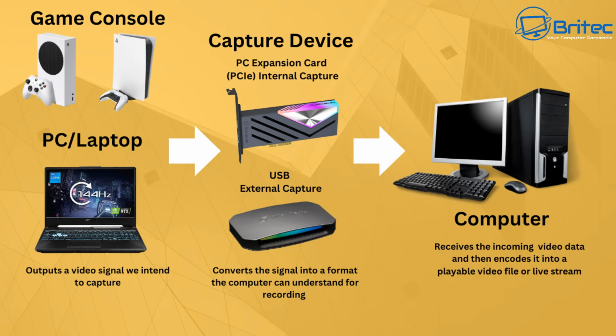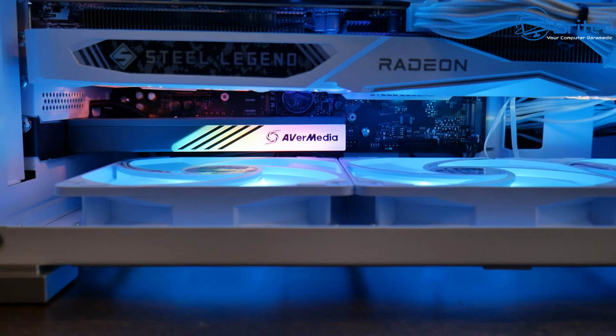So this is basically how it works. You're going to have your game console, or you're going to have your gaming laptop, and you want to capture that content. So output of a video signal will be sent and intended to be captured from any of those devices, sent to a capture device. In this case, a PCI Express card, expansion card, which is going in the computer. They do other things like an external USB capture device, and this converts the signal into a format the computer can understand for recording. This will then be sent to where you'd have the PCI Express card plugged into, or the external USB capture device plugged into, and this will then receive the incoming video data from the capture device and then encode it into a playable video file or live stream for your viewing. And it's that simple. So that's basically how it works.